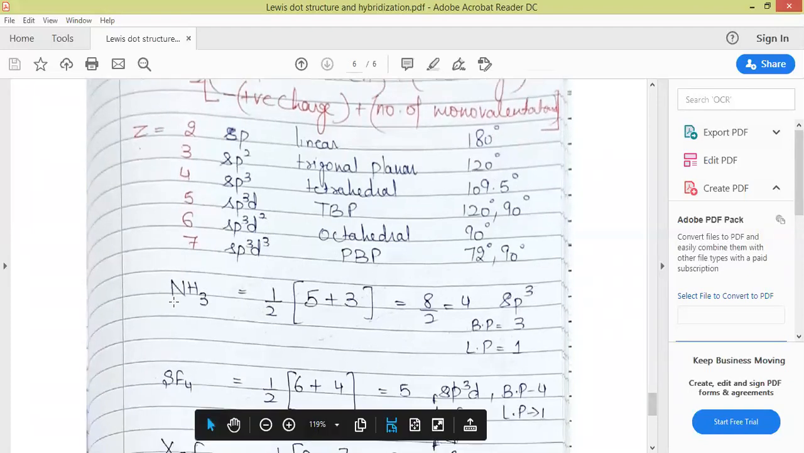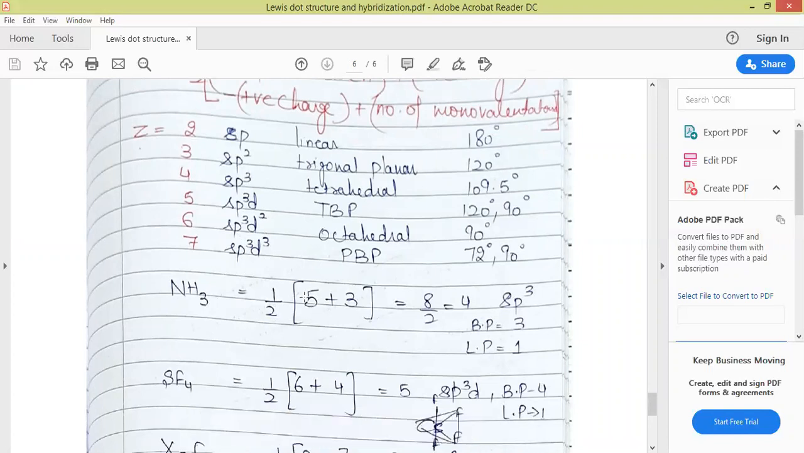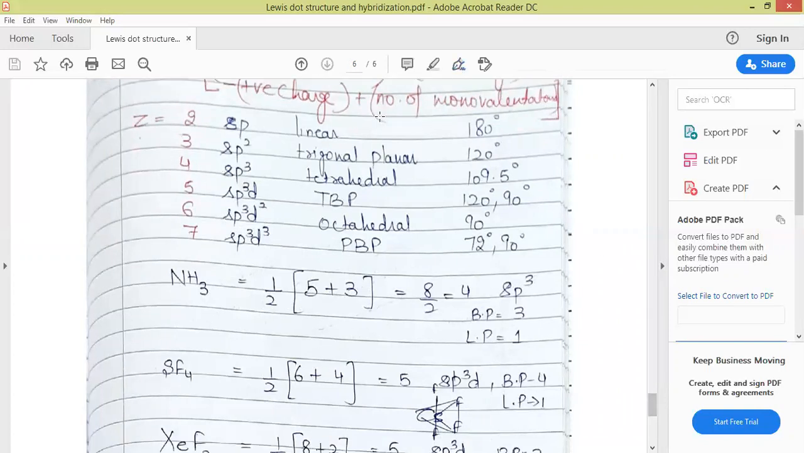Here we have some examples. This is the ammonia molecule. We are calculating here half multiplied by valence electrons on the central atom, that is 5, plus no negative or positive charge, but the number of monovalent atoms are to be added, which are hydrogens here. 5 plus 3, 8. 8 divided by 2 is 4. 4 means sp3 from here.